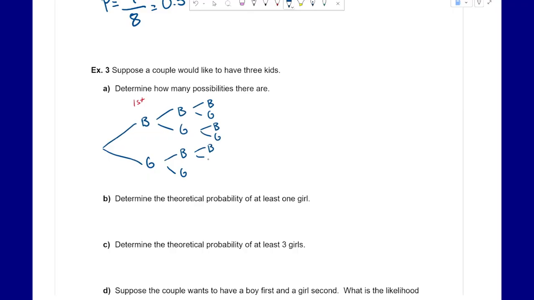so tree diagrams can get a little messy depending on how much space we have. So try your best to at least have them spread out. So we want to determine how many possibilities there are. Again, we can go through and list or count the number of letters in the last spot. In this case, there are 8 possible outcomes.